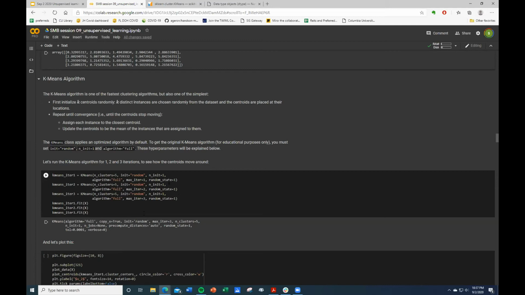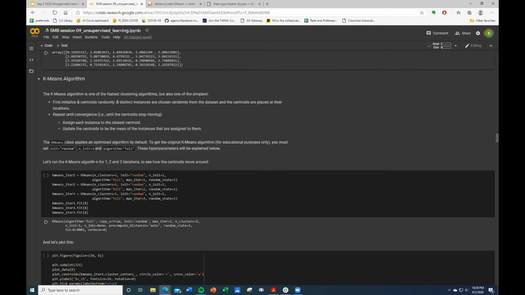So it's an optimization process. One of the things that is a little bit confusing, but he goes into it in a bit, is that the k-means process that we're using in scikit-learn isn't the original k-means. It's actually something a little bit more advanced. So the original k-means algorithm, you set init to random and init to 1, and algorithm is equal to full. And the algorithm full doesn't mean what you think, and we'll get into that in a bit.